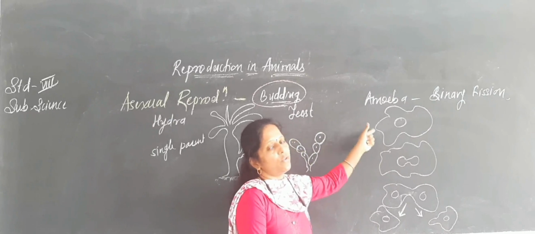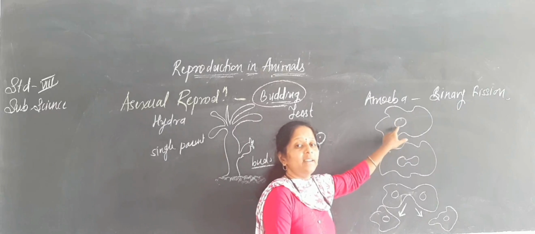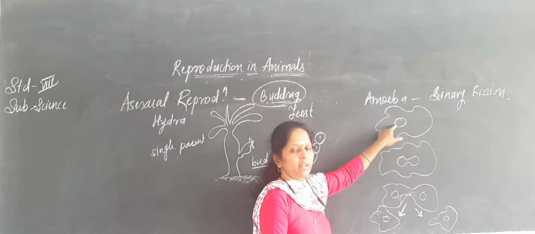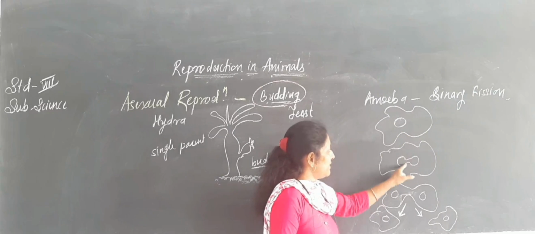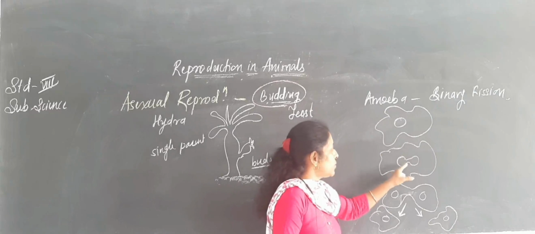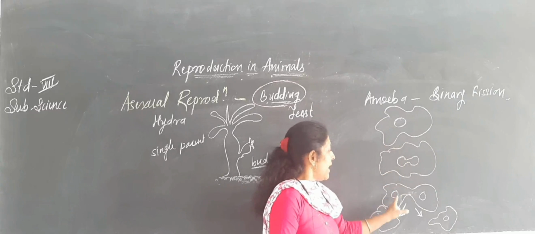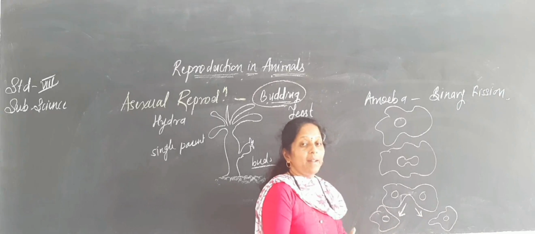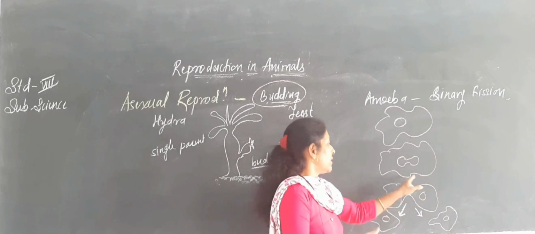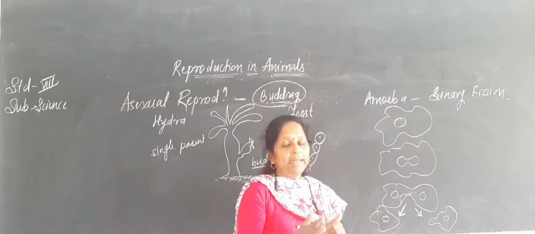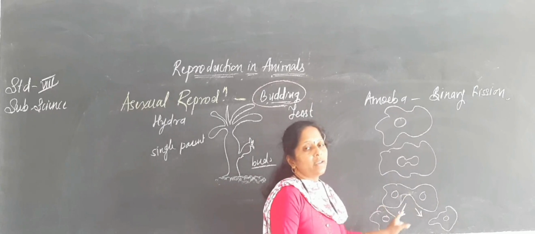The single-celled amoeba has one nucleus, and in its asexual reproduction the single nucleus divides into two nuclei. See how it is dividing. The nucleus divides to form two nuclei, and the body, the cytoplasm and the cell membrane, also divides completely, so that each part has a nucleus.